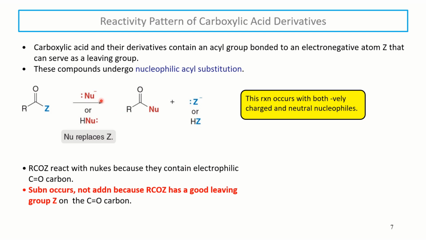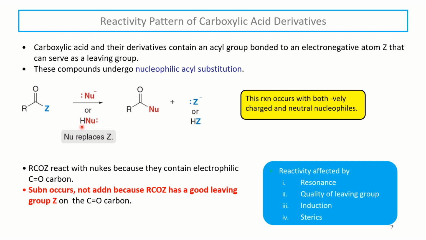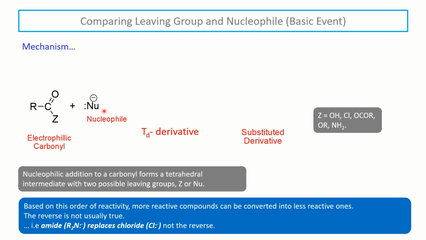Mechanisms are quite basic. The basic event, of course, is addition and elimination with the substitution. But with weaker nucleophiles, then of course we're going to need the aid of a proton catalyst. The reactivity is affected mainly by our leaving group, and we'll discover some resonance and induction as well. So here you can see the basic event. Quite simply, we've done this before, again and again.